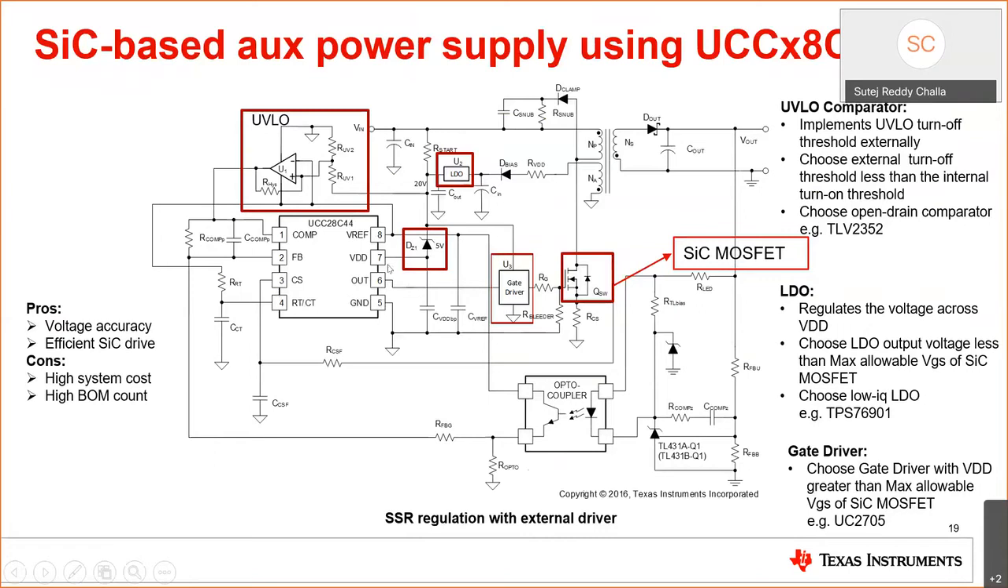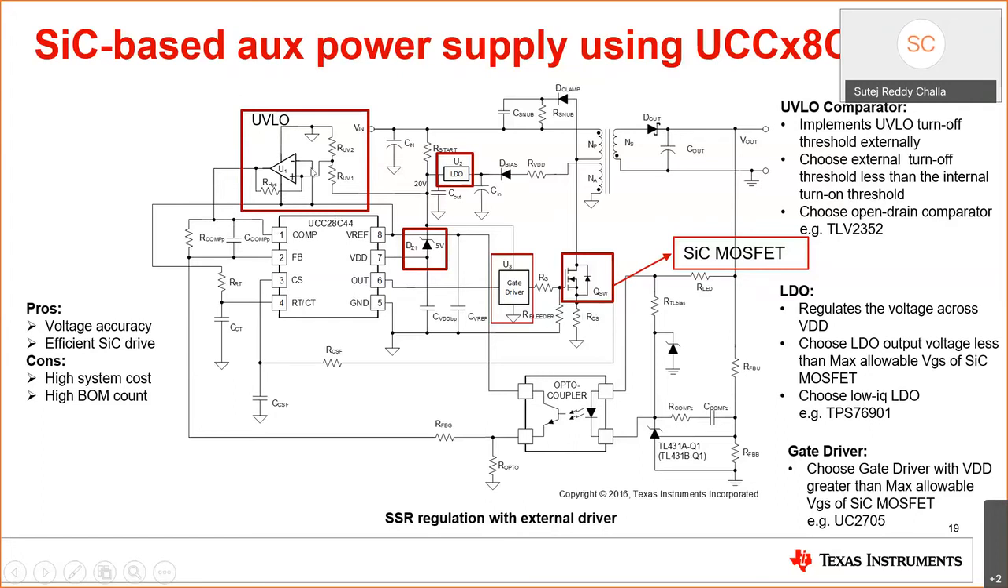Whereas our existing PWM controllers, since they are designed for silicon-based MOSFETs, have a turnoff voltage which is far lower than 15 volt. For example, the UCC28C44 has a turnoff voltage somewhere in the range of 8 to 9 volt, which is very low for a silicon carbide MOSFET. So that is the reason why an external UVLO comparator is required. And this external UVLO comparator monitors the voltage on the VDD, and if the voltage on the VDD falls below a set threshold, in this case it could be 15 volt, then this UVLO comparator would pull down the compensation pin of the controller, which will stop the switching of the MOSFET.